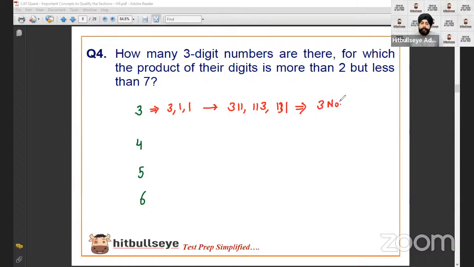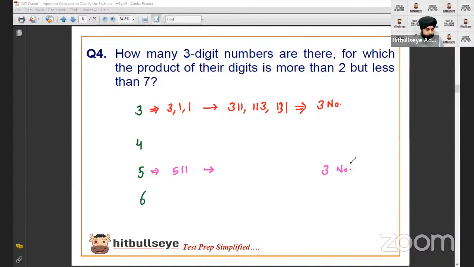113, 131, and 311, because it's a prime number. Now, people, as is the case of prime number, I'll switch to the next prime number, which is 5. So again, 5, 1, 1, 1, exactly the same situation. We can make 3 such numbers.